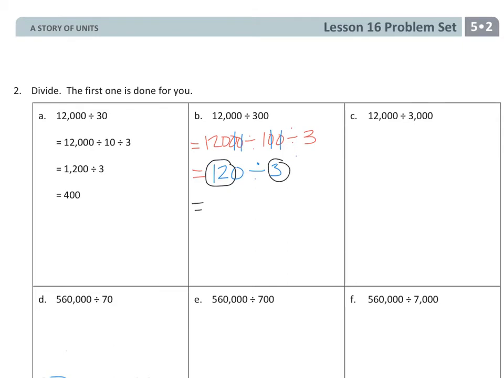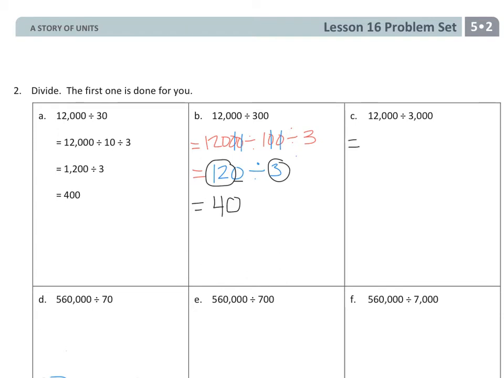Next, I want you to circle 12 and 3, because we call these compatible numbers. 12 divided by 3 is a basic math fact, and we should know that 12 divided by 3 is 4. But this can't be our answer, since if we worked back and said, does 4 times 3 equal 120? Well, no, 4 times 3 is 12, so to make it equal 120, we need to put a 0 next to the 4 to have 40, because there's 1 zero in 120.